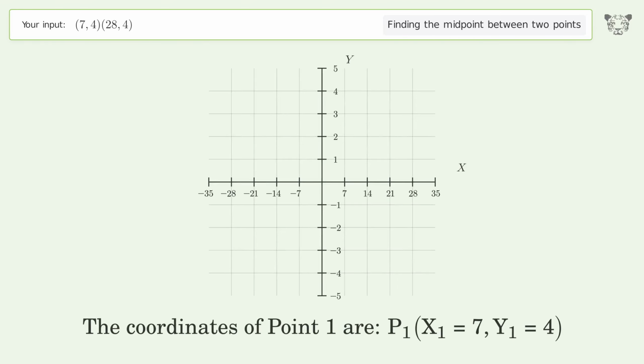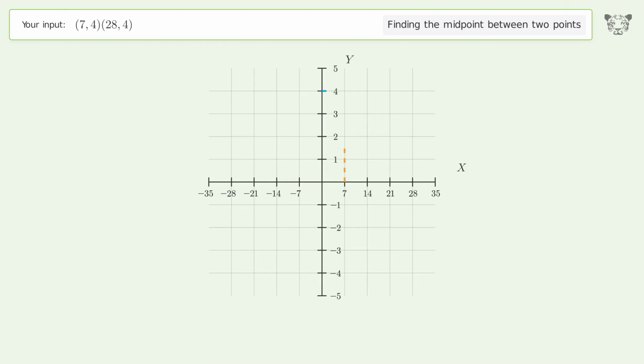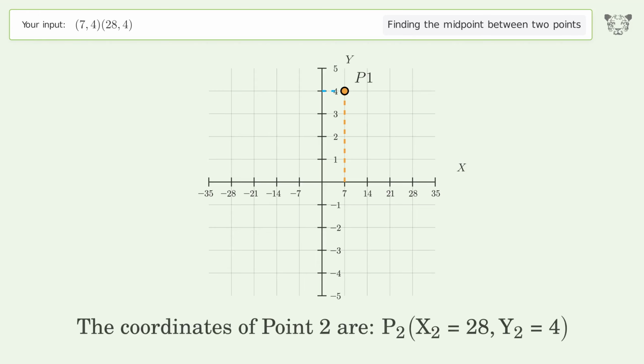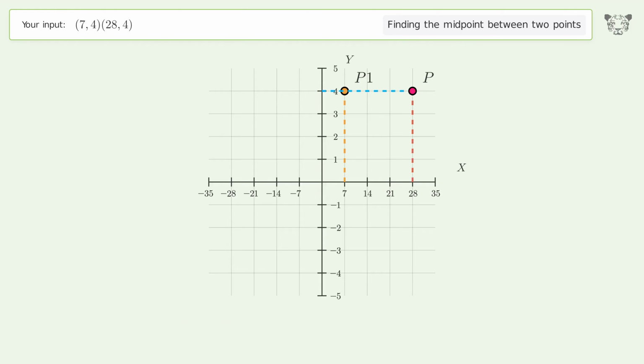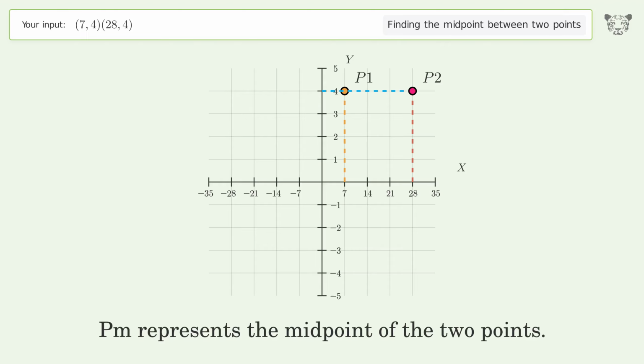The coordinates of point 1 are x1 equals 7, y1 equals 4. The coordinates of point 2 are x2 equals 28, y2 equals 4. PM represents the midpoint of the 2 points.